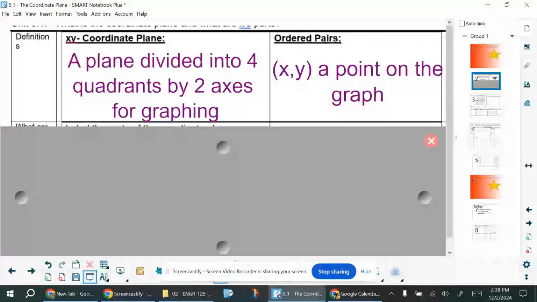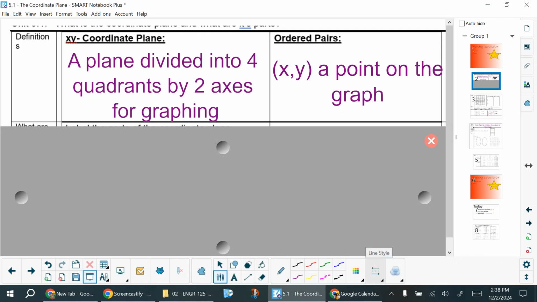The coordinate plane, we're talking about that as a plane, just a big flat surface divided into four quadrants by the two axes that we use for graphing points, lines, things like that. And then an ordered pair are those points on the graph. We talk about an ordered pair as an x comma y in parentheses, and that gives us a specific location on the graph. So pause this if you need to while you're writing this down, and then we'll keep moving here.